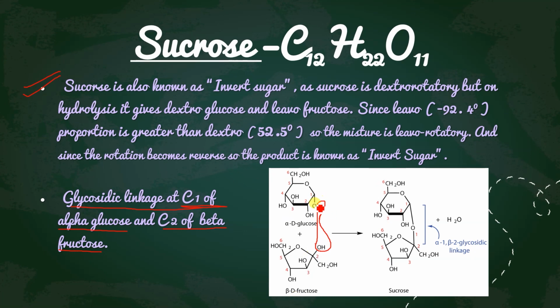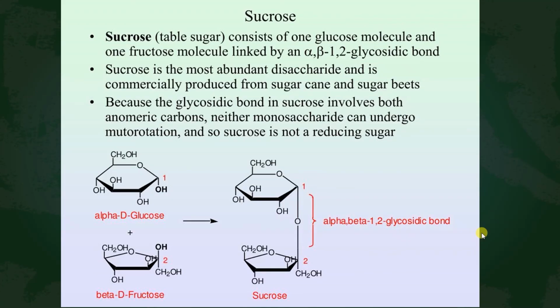So H from this and OH from this will come out as water, a condensation will take place, and this O will be there. This is called the oxide linkage, or it is also known as the 1,2 glycosidic linkage. This is important, you should know this point. Let me make it a star. One more important thing for sucrose you can understand.